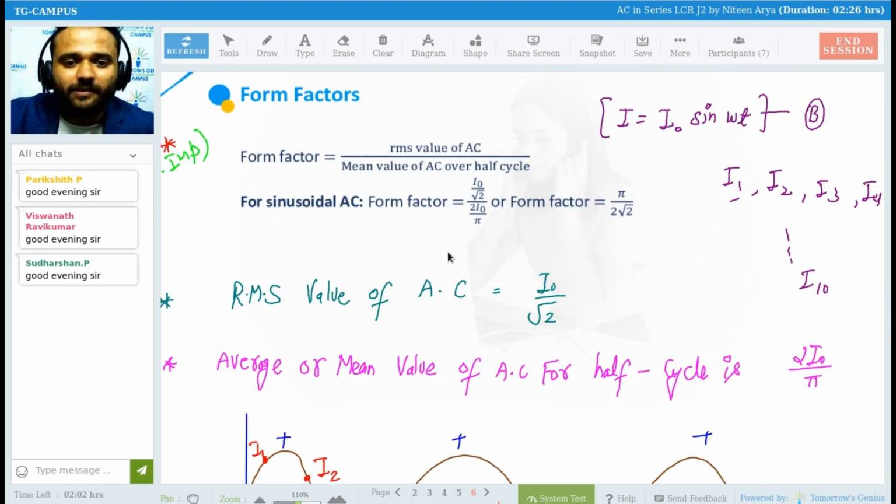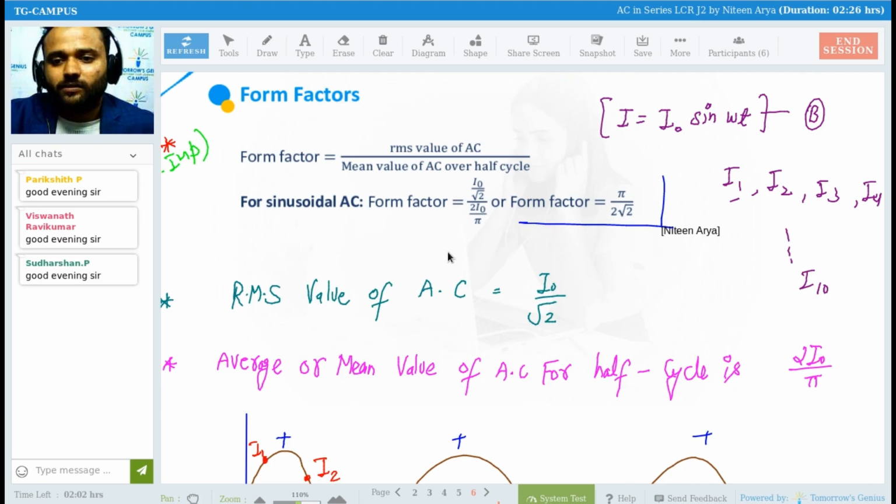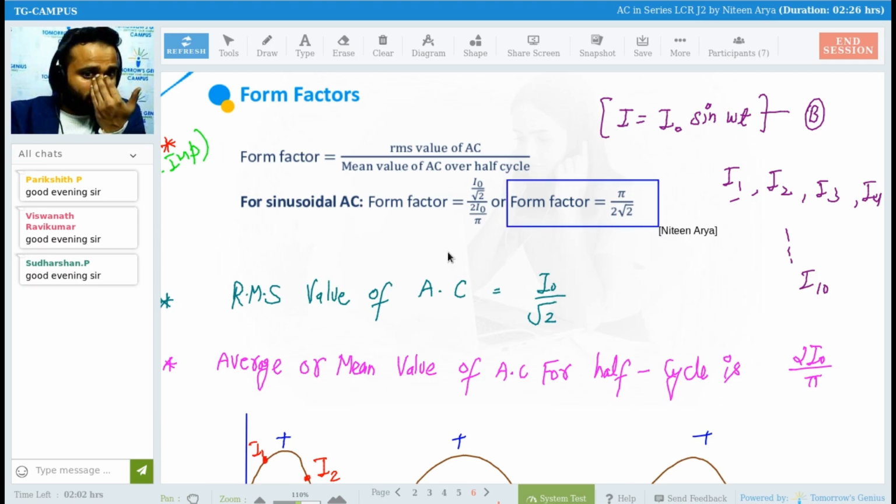And that is why it is clearly mentioned for sinusoidal AC. For sinusoidal AC, the form factor is this. For another kind of alternating current, the form factor is going to be changed. Obviously, it is going to be changed because the general meaning of form factor is the RMS value of alternating current divided by the mean value of alternating current or EMF over half cycle.